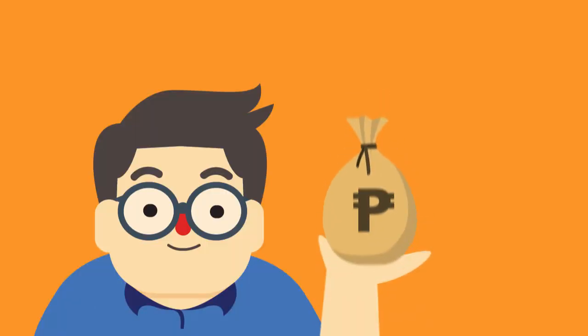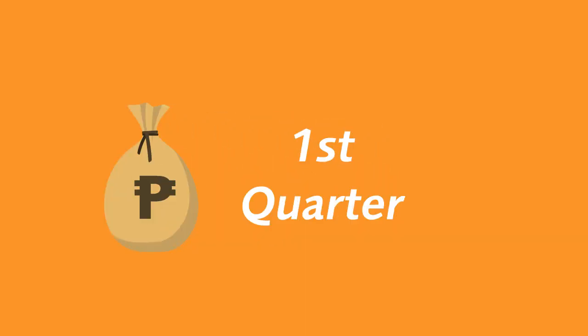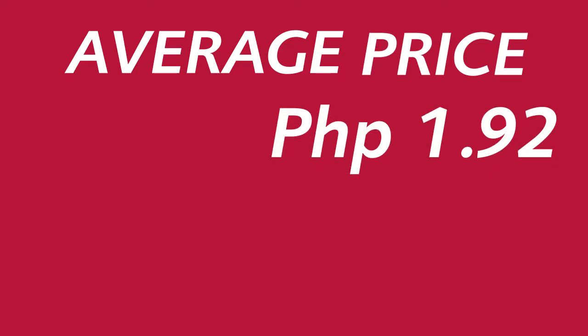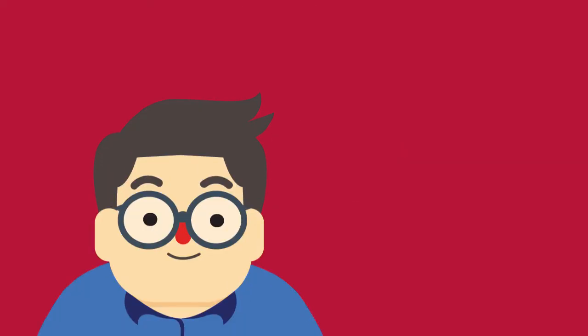In this example, the only way the investor could have achieved a higher return is if the entire amount was invested during the first quarter when the unit price was at just 1 peso. At an average price of 1 peso 92 centavos, the investor makes a gain on 3 out of the 4 quarterly unit prices.